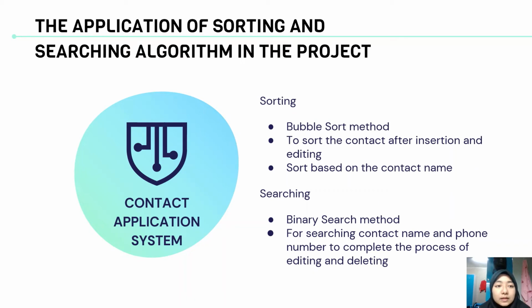Next, we go to the application of sorting and searching algorithms in the project. For sorting, we use the bubble sort method to sort the contacts during insertion and editing, based on the contact number. And then we go to searching. We use the binary search method to search for the contact number and phone number to complete the process of editing and deleting.